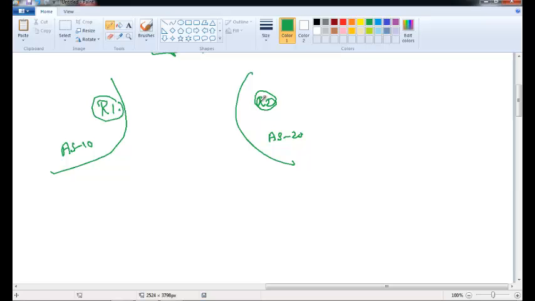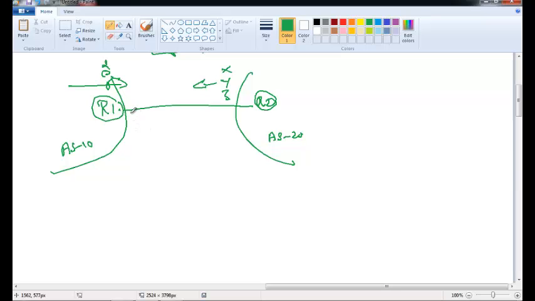Two different autonomous systems. Now let's say we have many routes coming from router 2: X, Y, Z, many networks are coming. Likewise from R1, many networks are coming to R2: alpha, beta, gamma, many networks are coming.